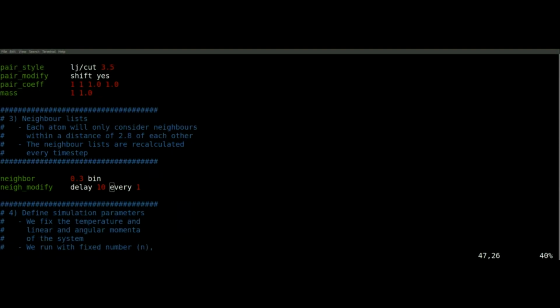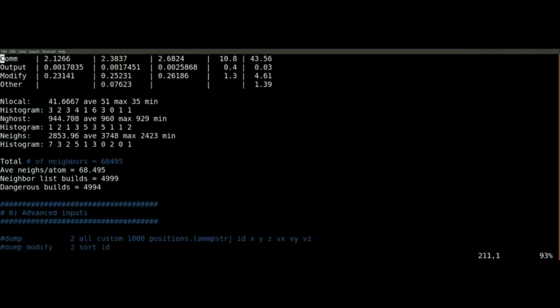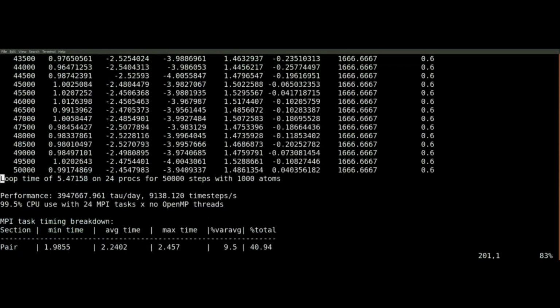So the delay must be a multiple of the every. In this case, we've got a delay which is 10 times the every. Essentially, our simulation ran for a total of 50,000 time steps. We had a delay of 10, meaning that we're only building a neighbor list every 10 time steps. We must wait 10 time steps before building our neighbor list, and we had an every of 1, which means that as soon as that delay is over, we build the neighbor list.